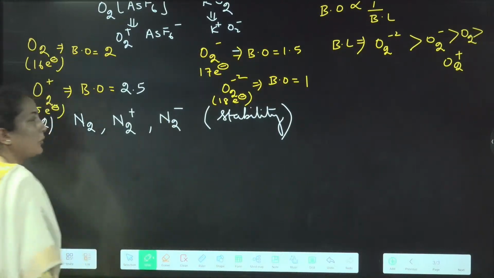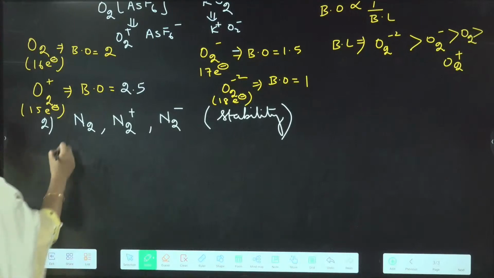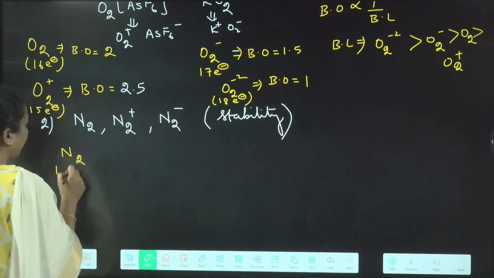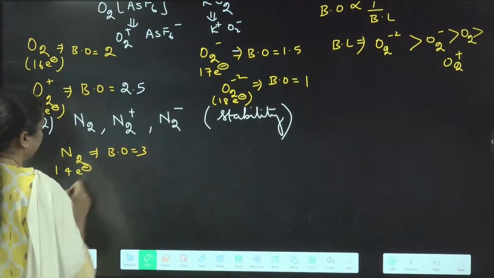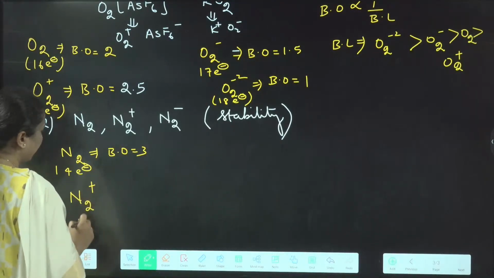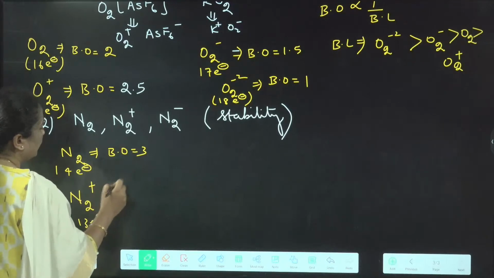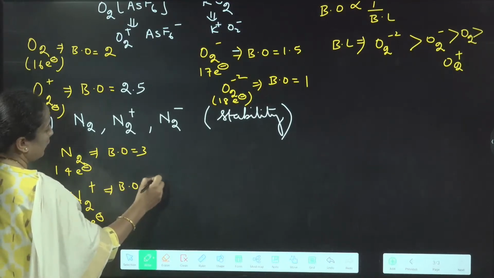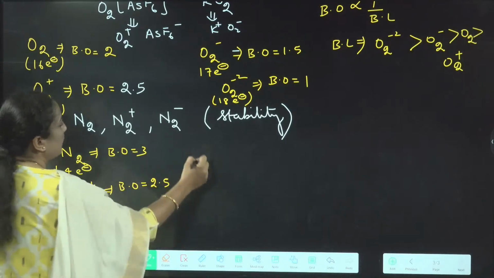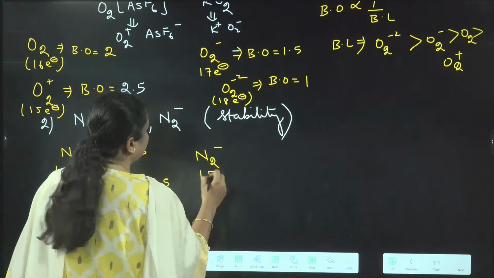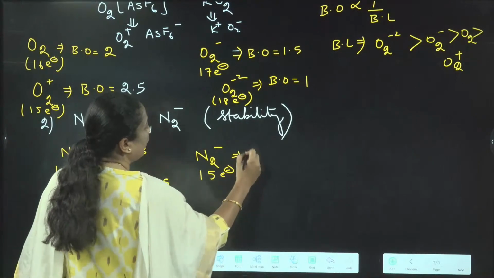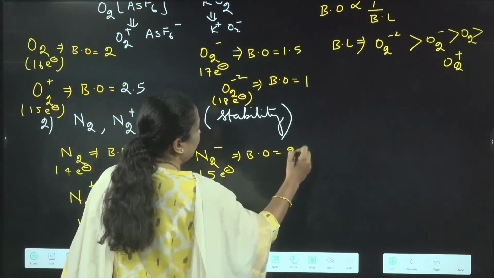Now, hopefully people would have done it correctly. In case of N2, there are 14 electrons. So straight away I can write down that bond order is 3. In case of N2 plus, number of electrons is 13. So simply I can reduce 0.5 from here. So I am having 2.5. Similarly, I am having N2 minus. Here again you are having how many electrons? 15 electrons. So the bond order again here is 2.5.